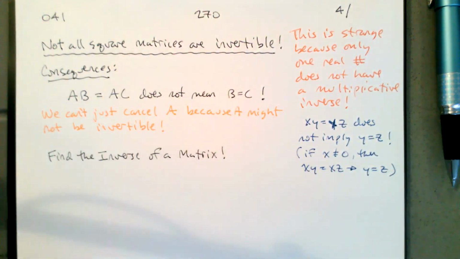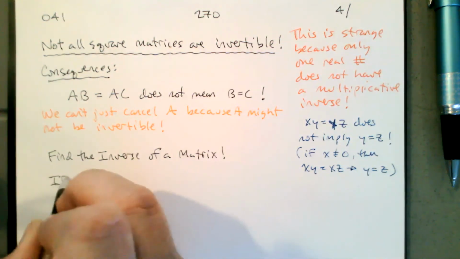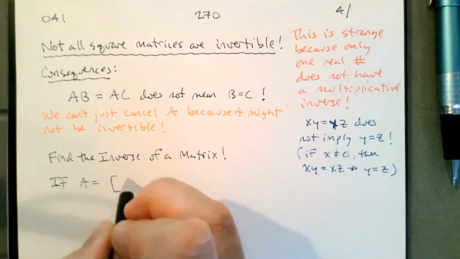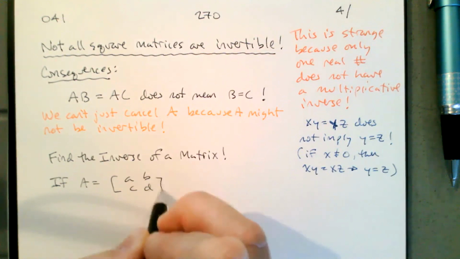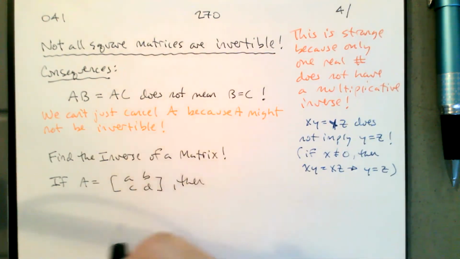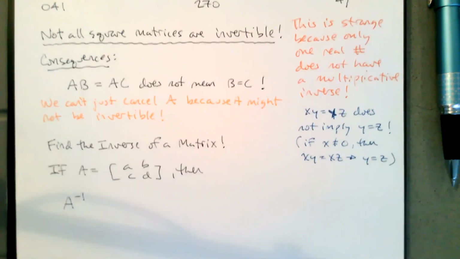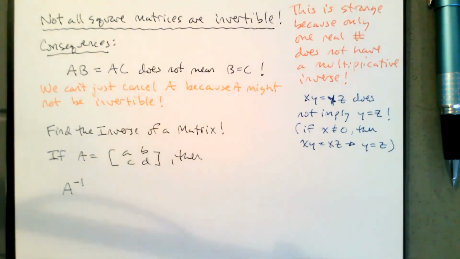Let's start with a 2 by 2 case. First, I need to introduce a matrix inverse notation. We put a -1 exponent when we want to talk about the inverse of a matrix. So A is going to be this matrix with rows A, B and C, D.